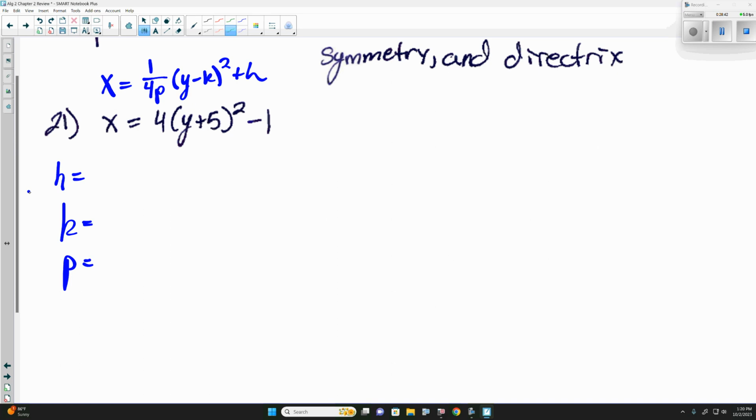Now what's the value of h? K? Negative 5. Value of p: 1 over 4, which would indeed be 1 over 16.